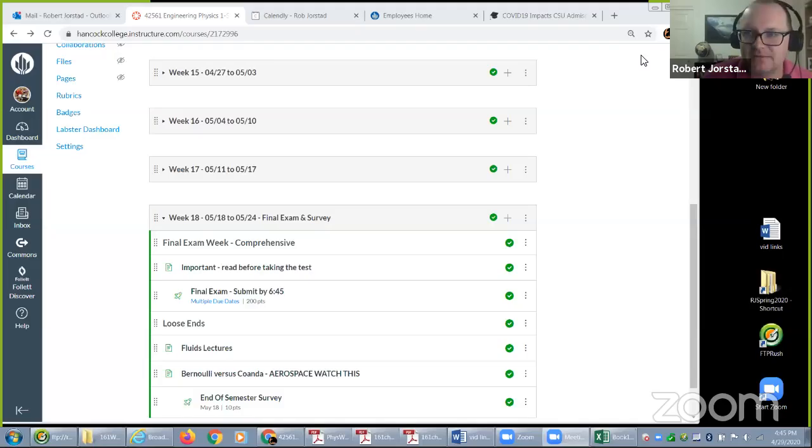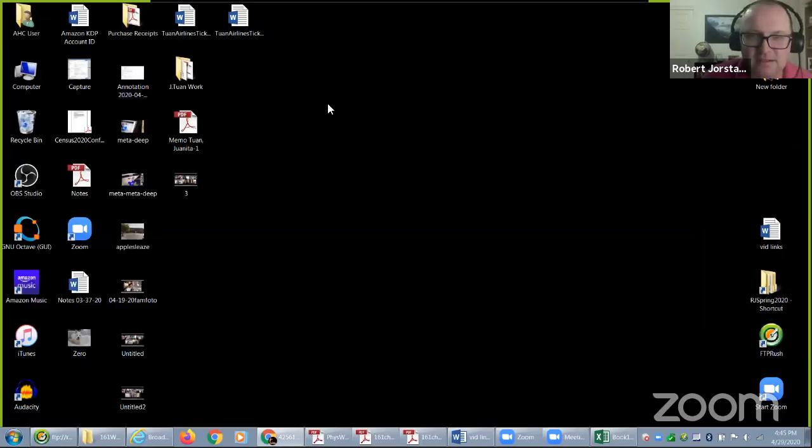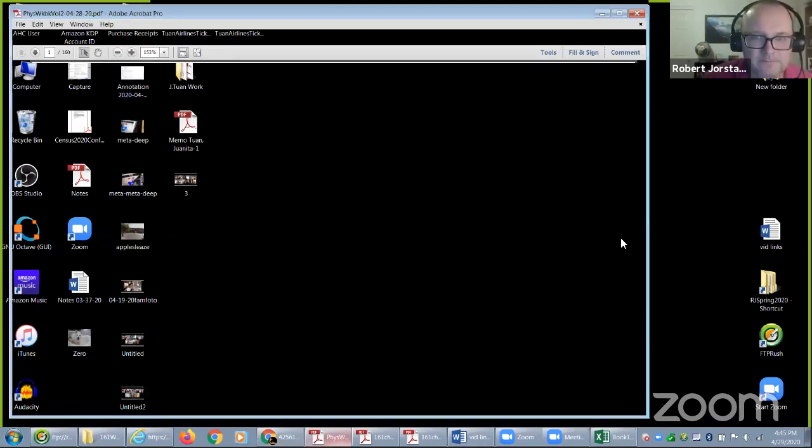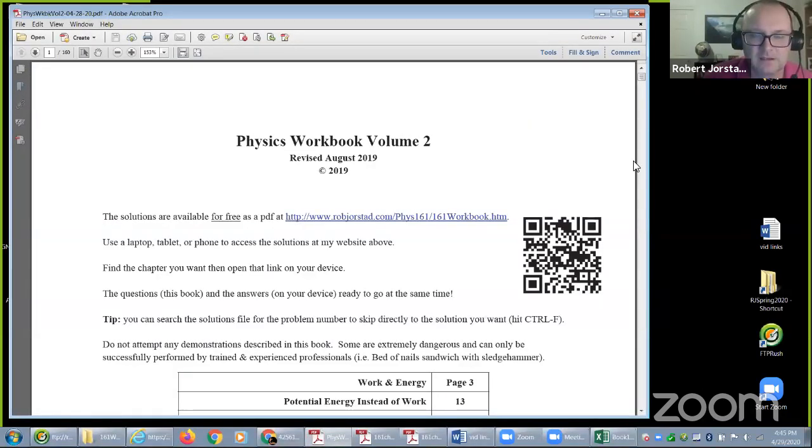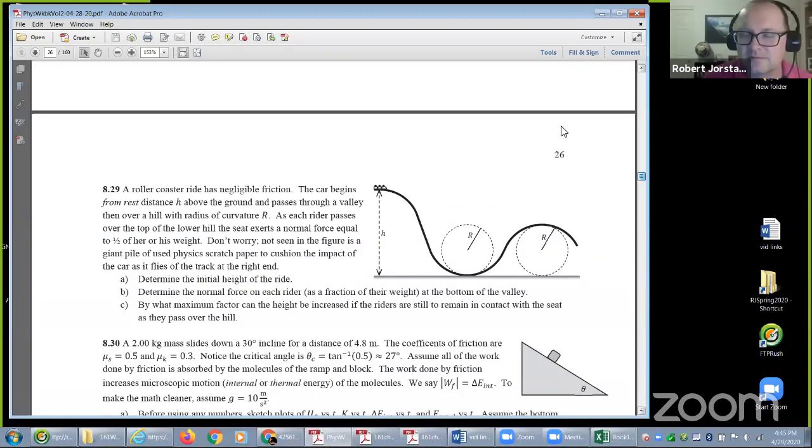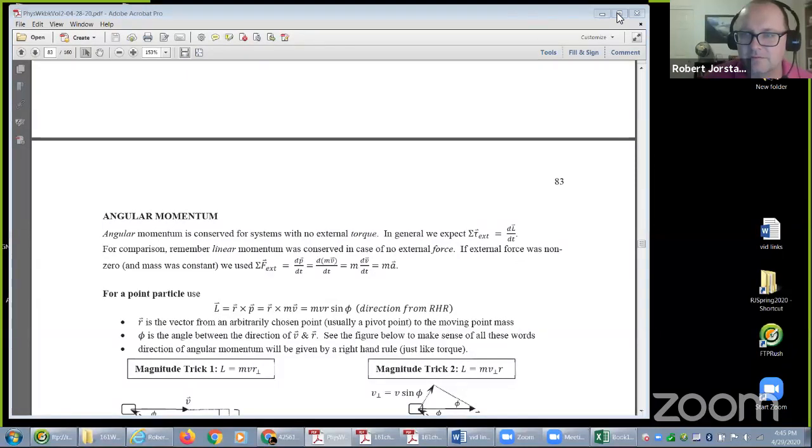Let's see if we can talk a little bit about angular momentum today. Oh my goodness, we don't need this. We need this. Let's see here. Okay, so we're going to take a look at, let me move this a little bit. Whoops. Make full screen here.